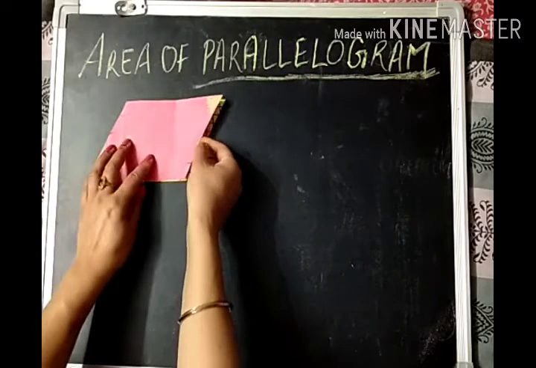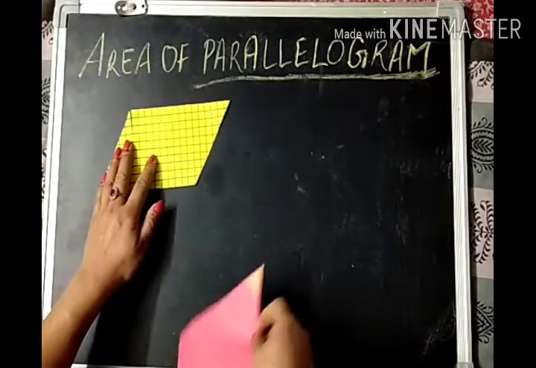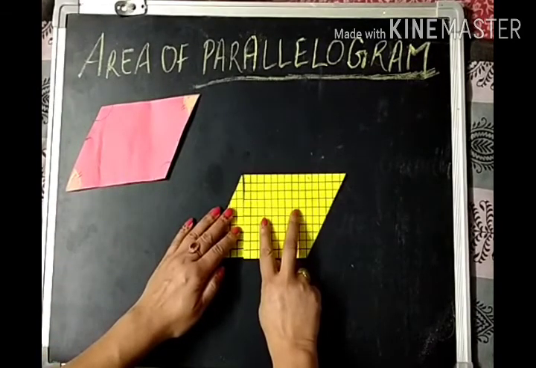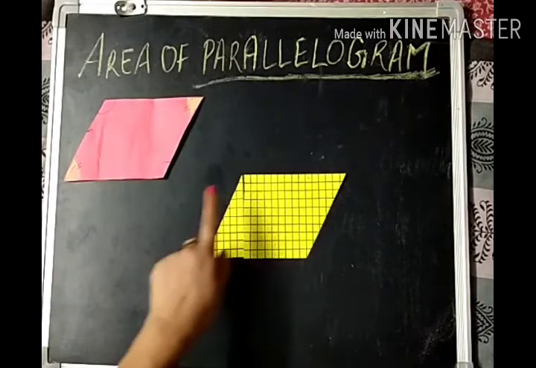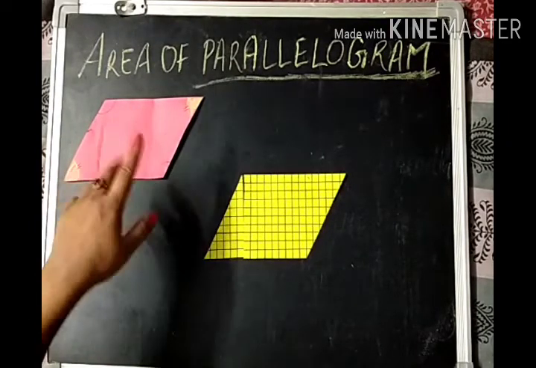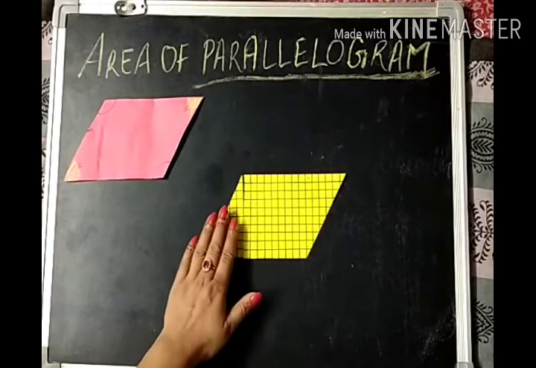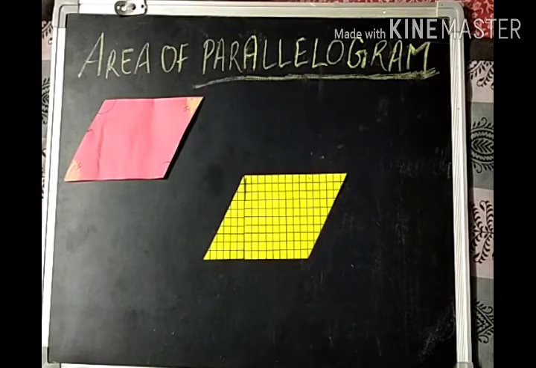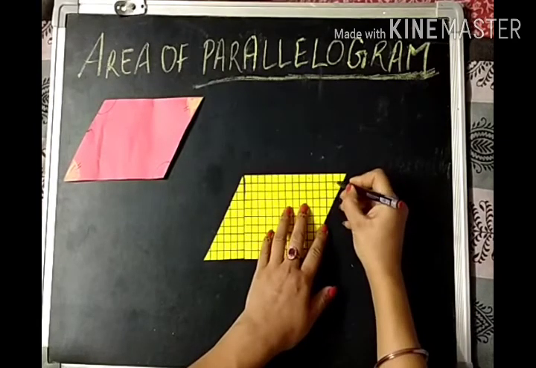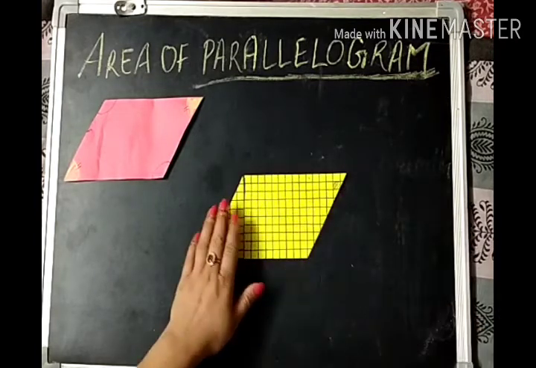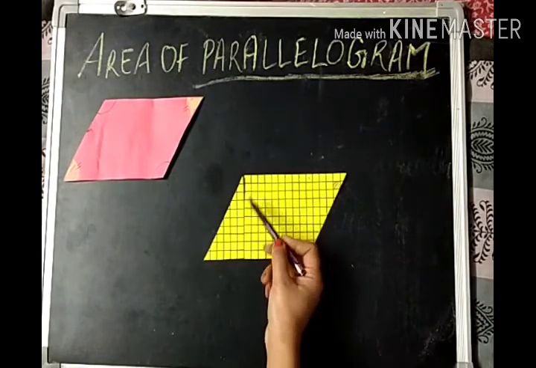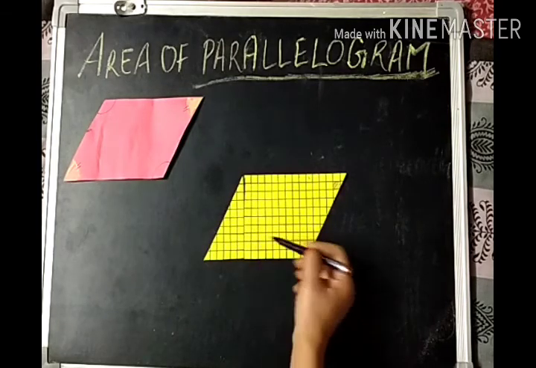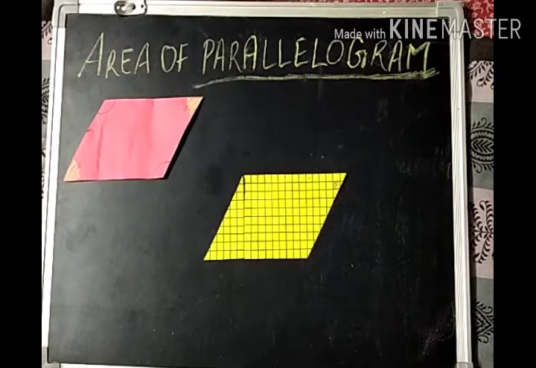I have made another parallelogram of the same size, and I have made squares on it, as I have learnt that we find the area of any shape by making squares of it. I have made one square here of size 1 by 1 centimeters. Now there are squares in it, but some squares are not full. So how will we find its area?